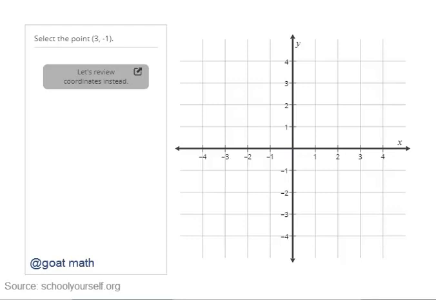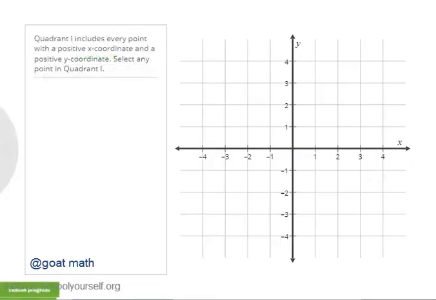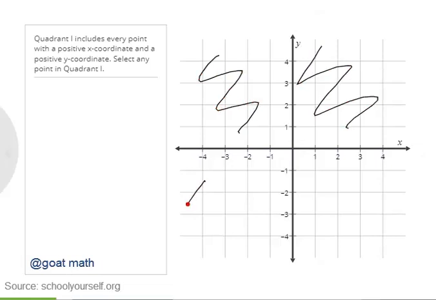Before getting into what the 4 quadrants are, why don't you first use this interactive coordinate plane and click on the point 3, -1. If you'd like to review xy coordinates instead, just click down here. Okay, great. You already know about the coordinate plane. Now if you look at the x-axis and the y-axis, which intersect at the origin, they appear to divide the coordinate plane into a total of 4 regions, which are known as the 4 quadrants.